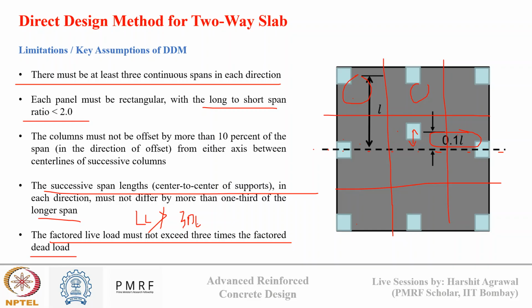So if any one of the following assumptions is not valid, the code says that the direct design method won't be a safe and efficient way to predict moment and reinforcement distribution. For such cases, we need to go for detailed structural analysis for design. We can't use the direct method.